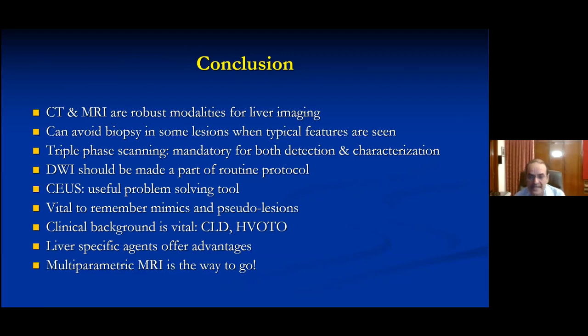It's vital to remember some imaging mimics, and I've shown you some of those. Very important to see the background liver and see the presence of chronic liver disease, because your index of suspicion is going to change completely. The one important message for the talk would be multi-parametric contrast-enhanced MRI is the way to go for characterizing focal liver lesions. I thank you very much for your attention, and I'll be happy to take any questions.